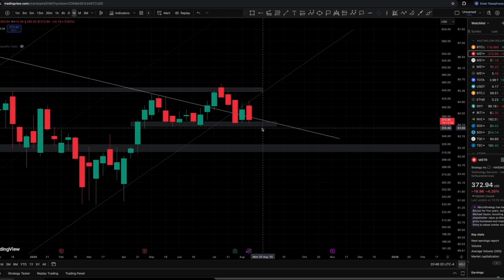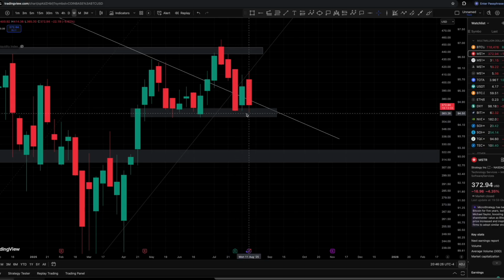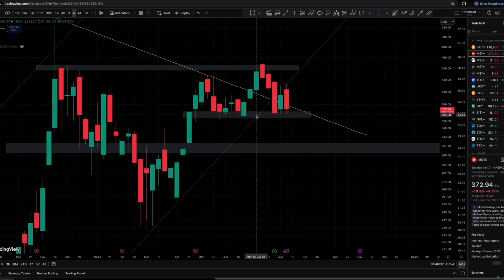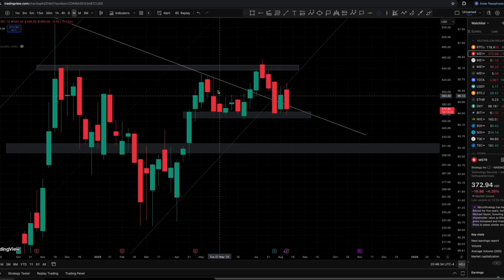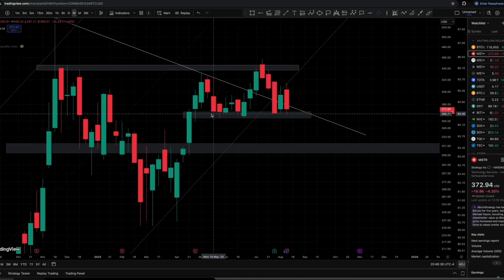So we have this downward sloping trend line. We have this upward sloping trend line. And now we're getting sandwiched between this downward sloping trend line and compressed between this key support zone. It is the smaller or more minor level out of these three zones that I have drawn out, but it is still an important level that has been established from April 21st, 2025. So it is very important.